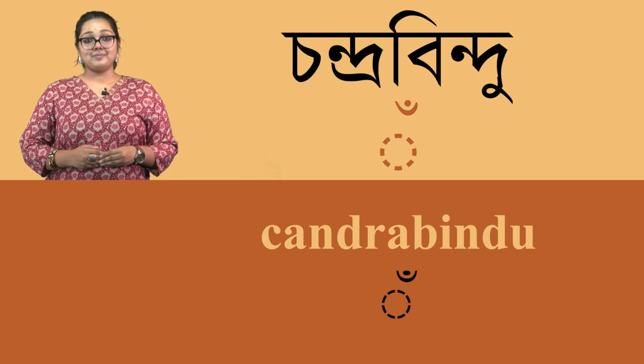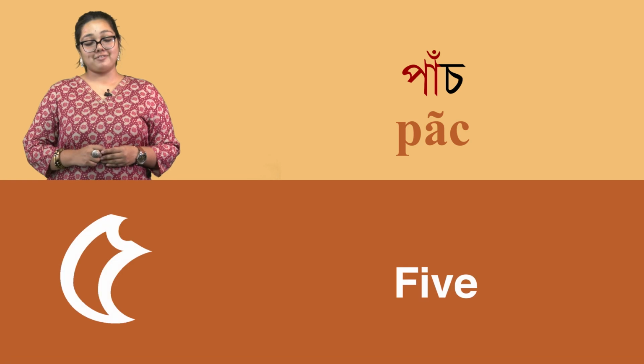The next letter is Chandrabindu. To represent the nasalized vowel, it is used at the top of the vowel. It cannot appear with a consonant. It cannot occur word initially. Generally, it nasalizes the vowel segment of the first syllable, such as panch means 5.